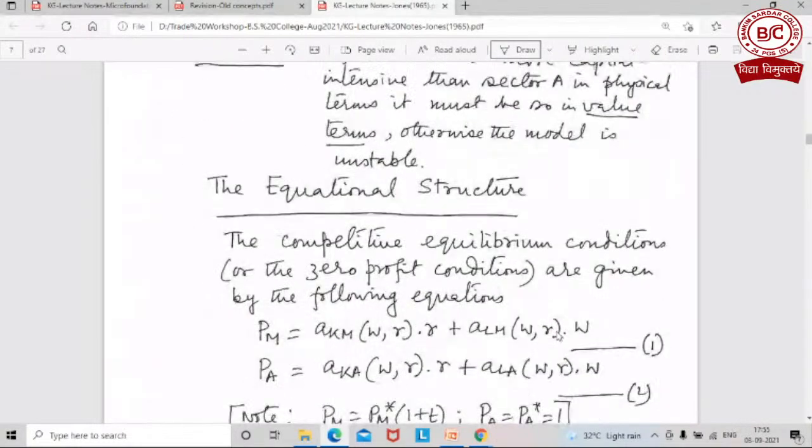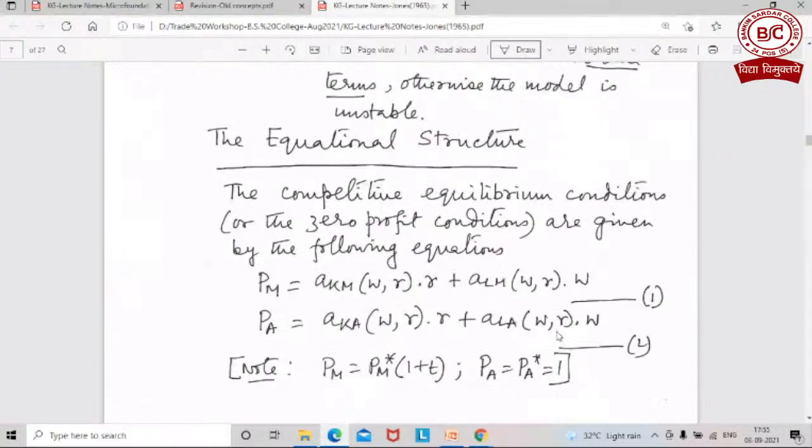Now the equational structure. As I said, I hope now that it's clear to you the competitive equilibrium condition for the two sectors. Adarsh, is it okay to you? Any doubts? Yes, sir. aKM R plus aLM W is the average cost, long run Marshallian average cost. And PM is the price. PM is PM star into 1 plus T because it's protected by tariff. So if T changes, PM will change. And PA is nothing but equal to PA star. It's the exportable sector. And that is equal to 1. So it doesn't matter. You can write it as 1. This is the competitive equilibrium. This is capital cost plus labor cost. So these are the zero profit conditions as well.